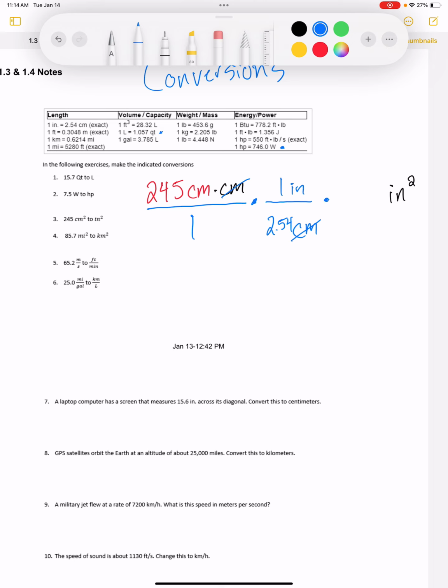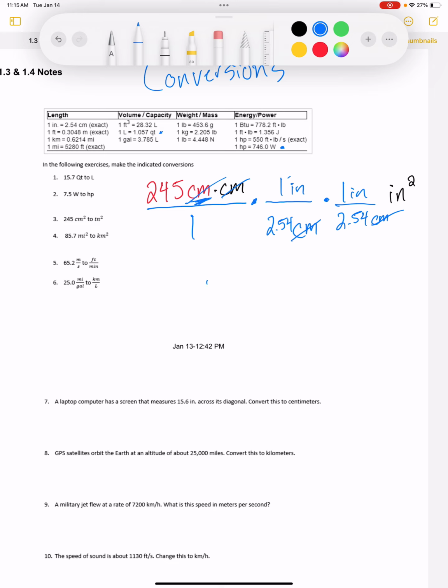And now I got centimeters and inches, but I just need inches. So I got to do it again. I want to cancel this one out. So I have to do that again. 1 inch over 2.54 centimeters. Now that one cancels with this one, and I have inches squared left over.